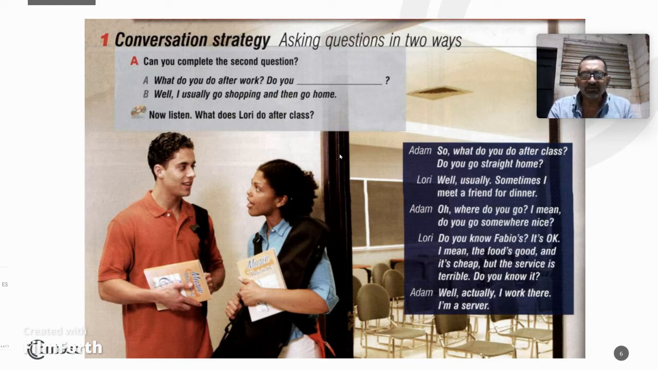Adam says, "So, what do you do after class? Do you go straight home?" Lori: "Usually. Sometimes I meet a friend for dinner." "Oh, where do you go? I mean, do you go somewhere nice? Do you know Fabius?" "It's okay. I mean, the food's good and it's cheap, but the service is terrible. Do you know it?" "Well, actually, I work there. I'm a server."